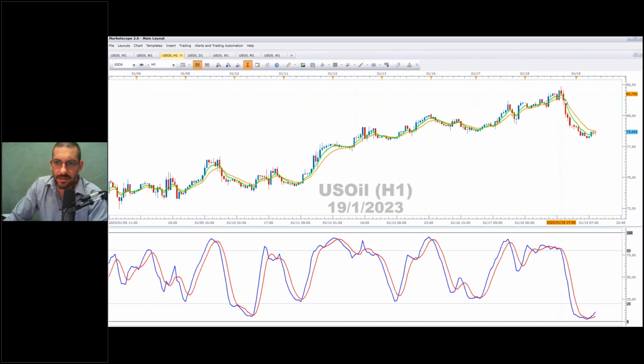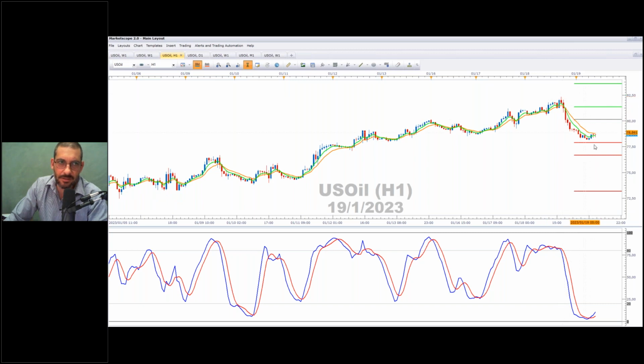And here, oil's tanking after the industrial production came out. That industrial production is showing a decline, which implies a decline in demand for oil. Bang, there's the decline in oil.